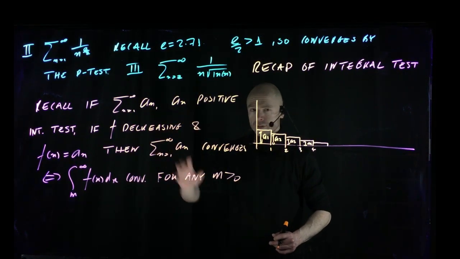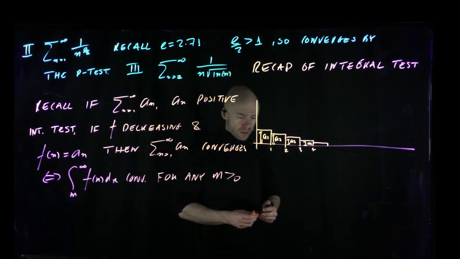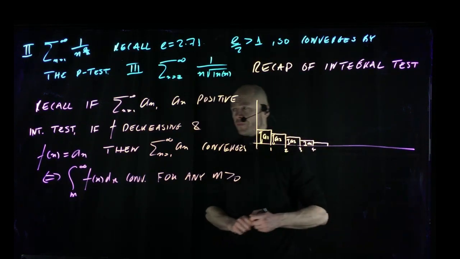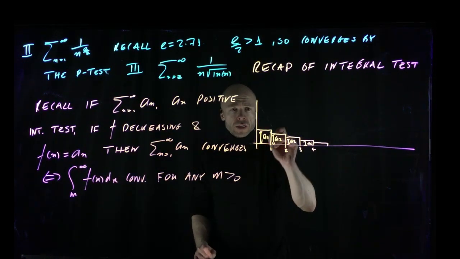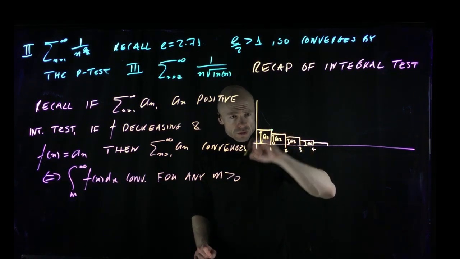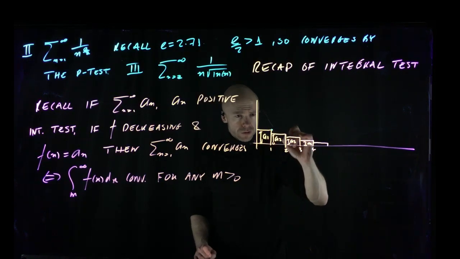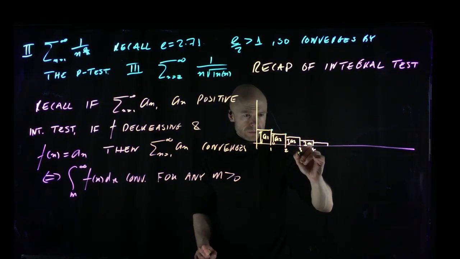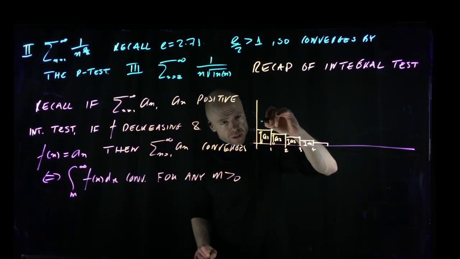Okay, let's see why this is true. And as always, it's a picture. So let's represent the function f. Okay, so f is defined by this. So f at 1 is a1, so it's got the value right here. F of 1 is a1. F of 2 is a2, so it's here. F of 3 is a3, so it's here. F of 4 is a4, so it's here. So we have a decreasing function like this.